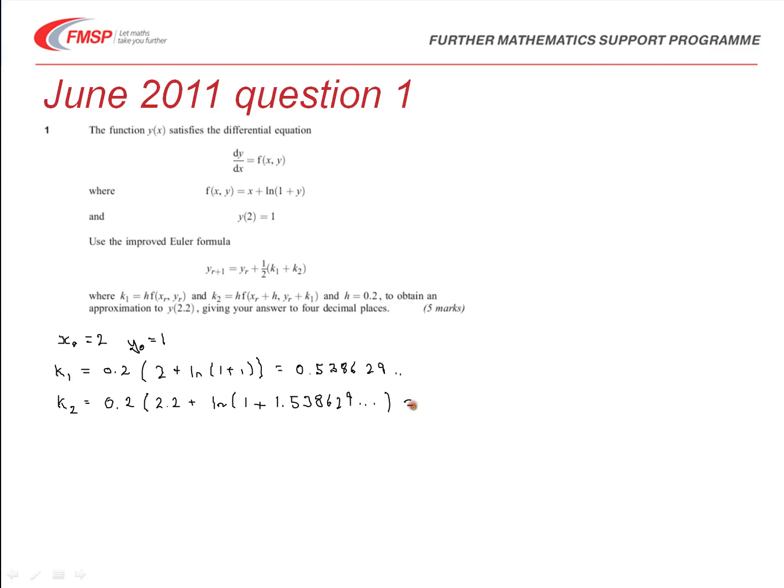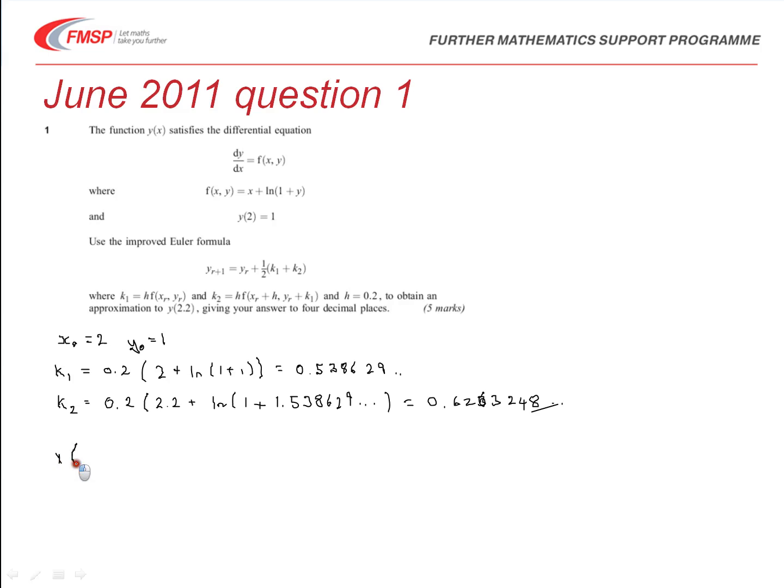And so again, working through that calculation on our calculator, using the value from previously, we end up with an answer of 0.626, and then we get 242 coming on the end of that. Okay, so we've got our values of k1 and k2. So now we can work out our new value of y at x equals 2.2.